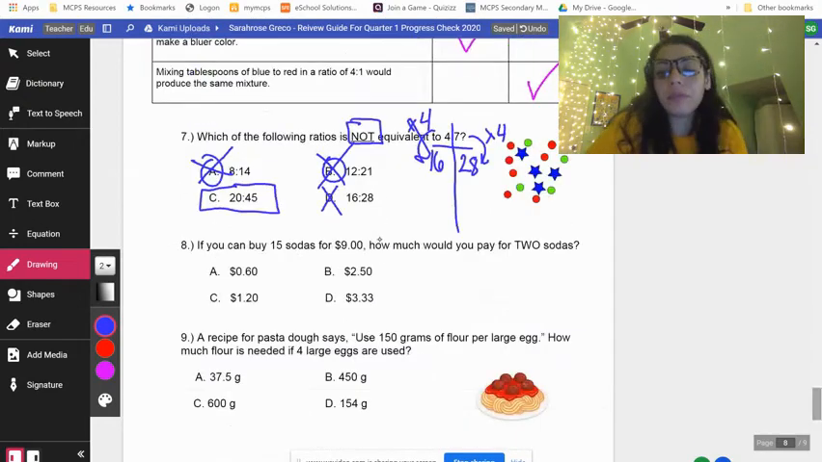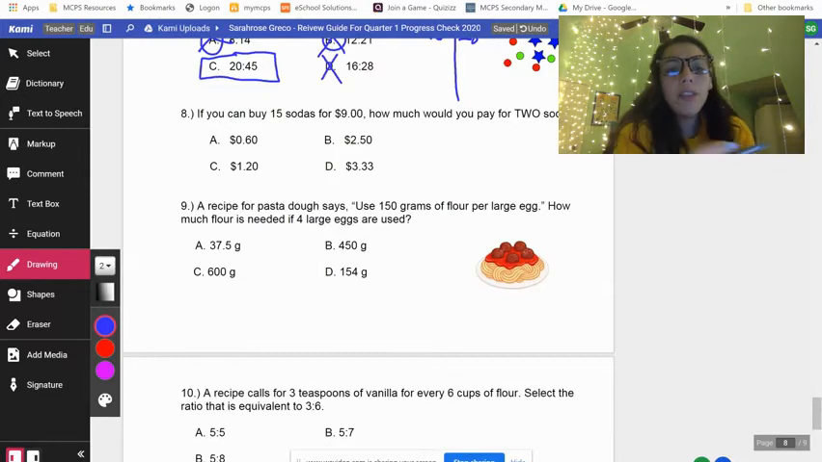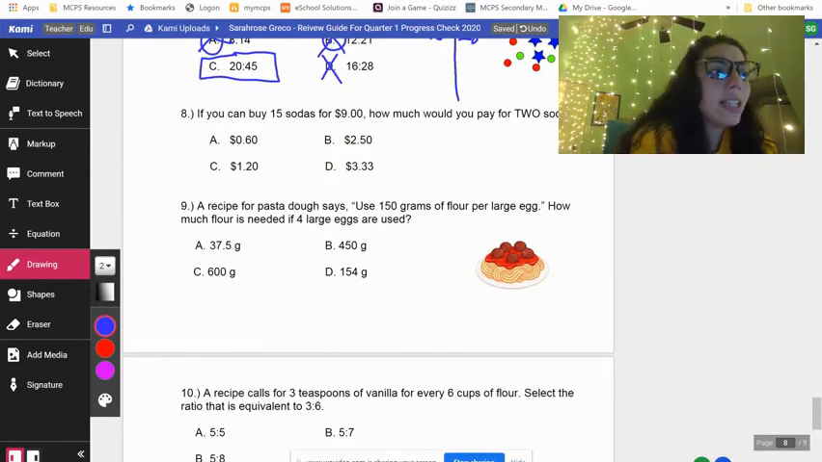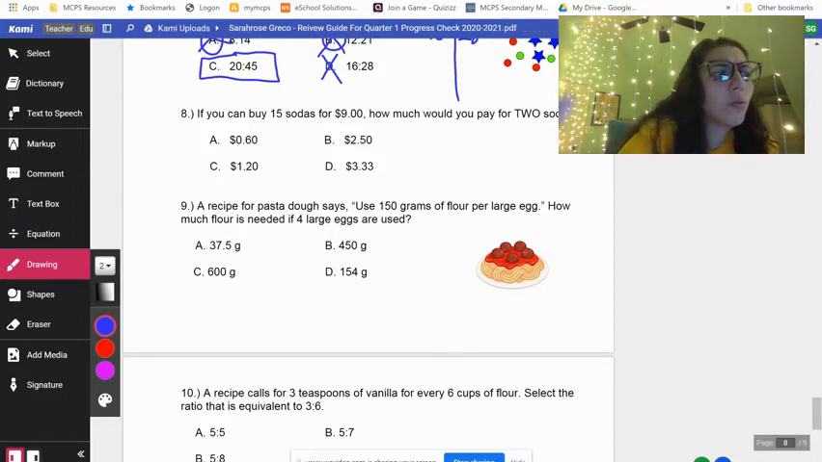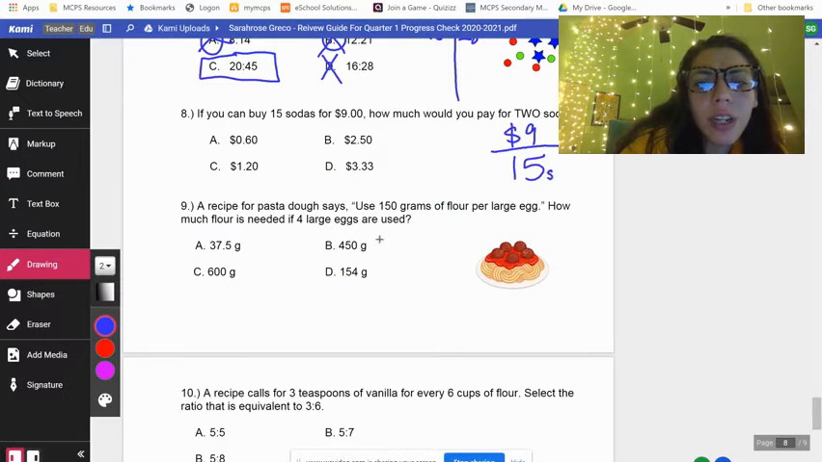Number 8. If you can buy 15 sodas for $9, how much would you pay for 2 sodas? Okay, so, if I pay $9 for 15 sodas, let's put money up top. So let's put $9 right there. That's how much I'm going to pay for 15 sodas.